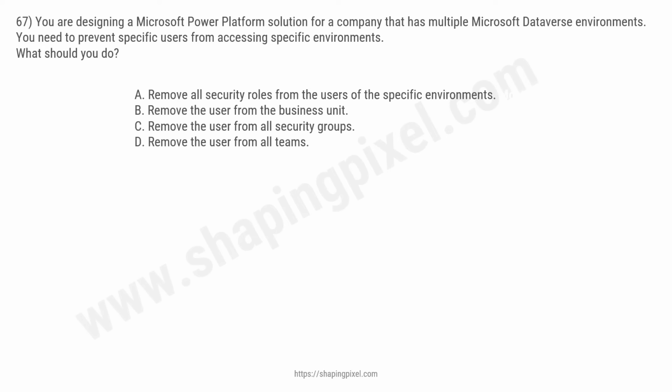Option A, remove all security roles from the users of the specific environments. Option B, remove the user from the business unit. Option C, remove the user from all security groups. Option D, remove the user from all teams. So the right answer here is option A, remove all security roles from the users of the specific environments.